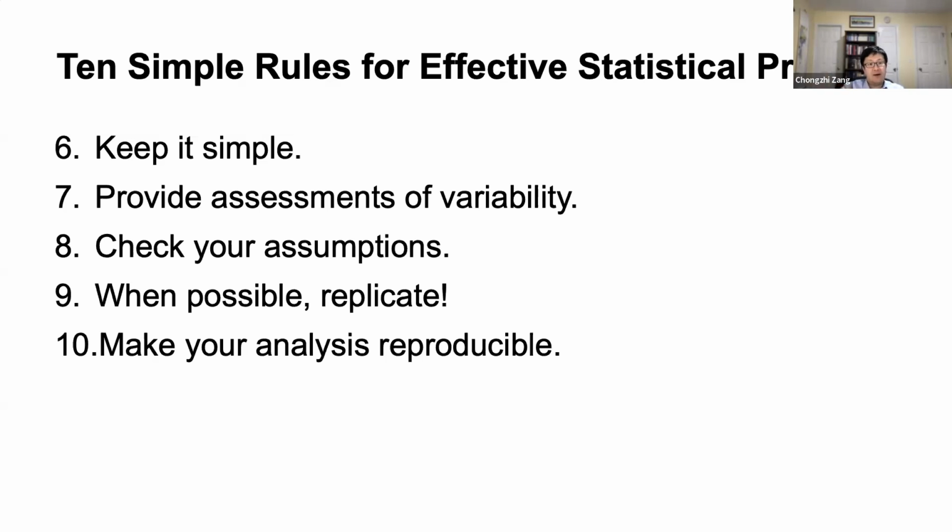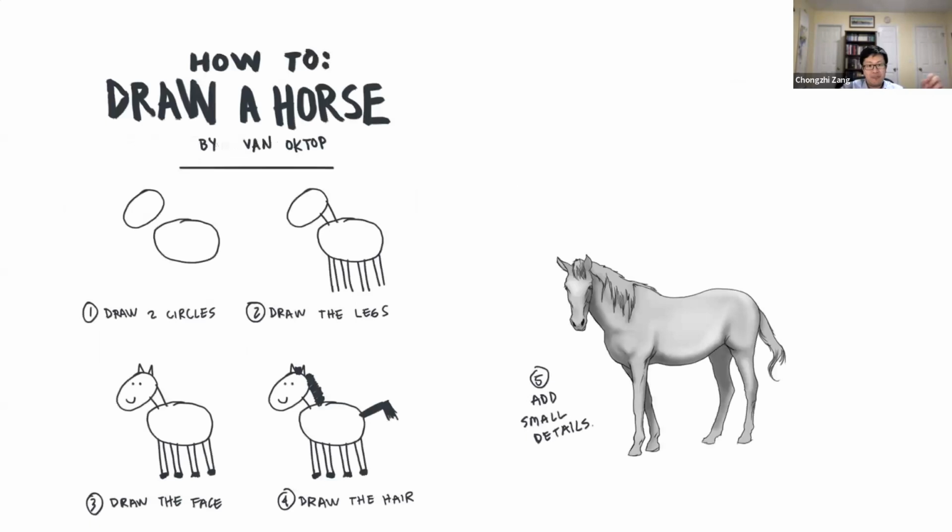And number eight, always go back and check your assumptions, not only when calculating a p-value, but also when making any conclusions, whether the conclusion is only true under some underlying assumption that we may or may not notice. Number nine, when possible, replicate, which emphasizes the importance of sample size. And number 10, make your analysis reproducible. Well, that's everything that's important for now.